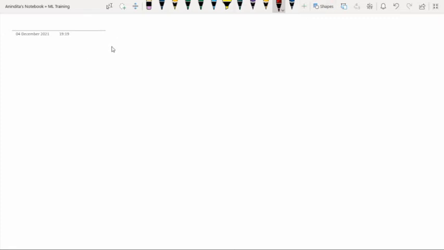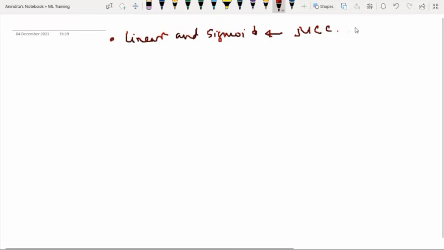So here we have learned that whenever we are talking about linear and sigmoid activation functions, they are inappropriate for multi-class classification tasks. So for that purpose, what kind of activation function are we using? Softmax. Second point, softmax can be thought of as a softened version of the argmax function.